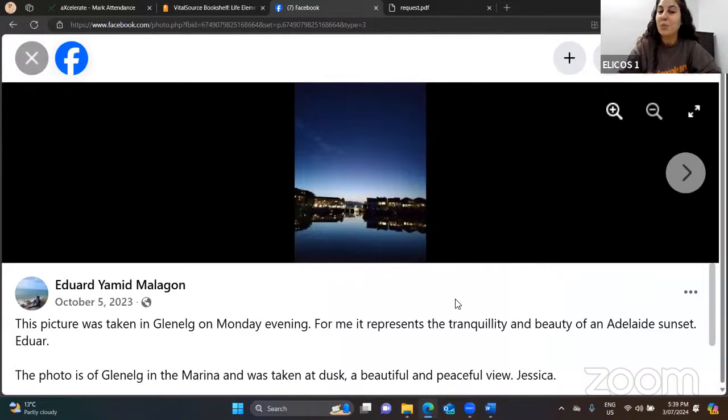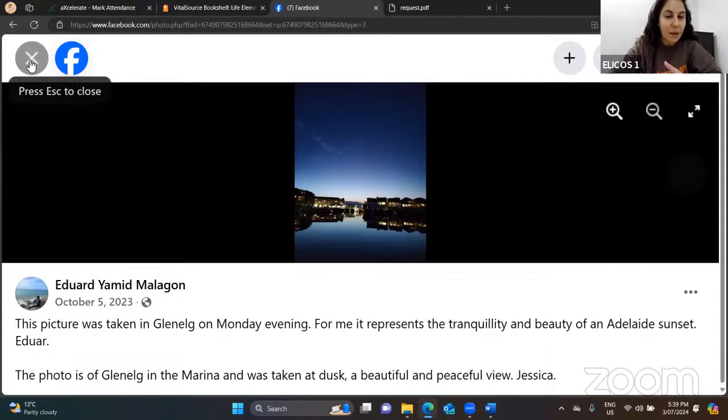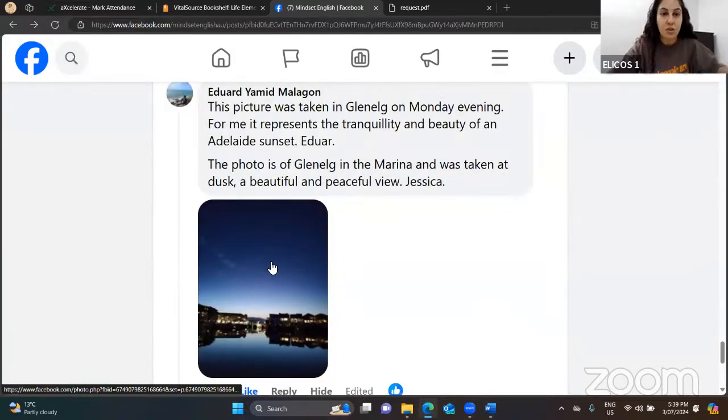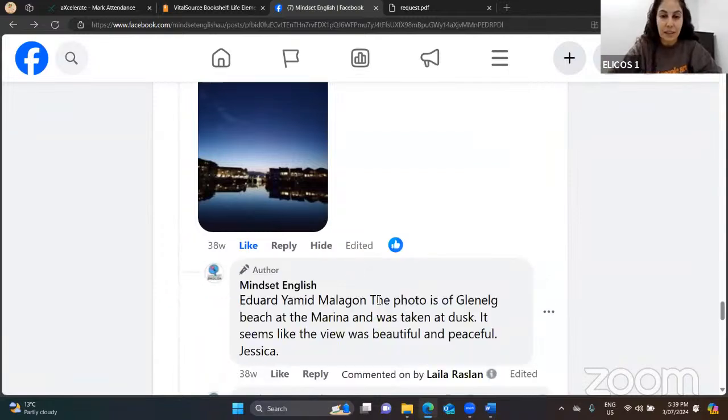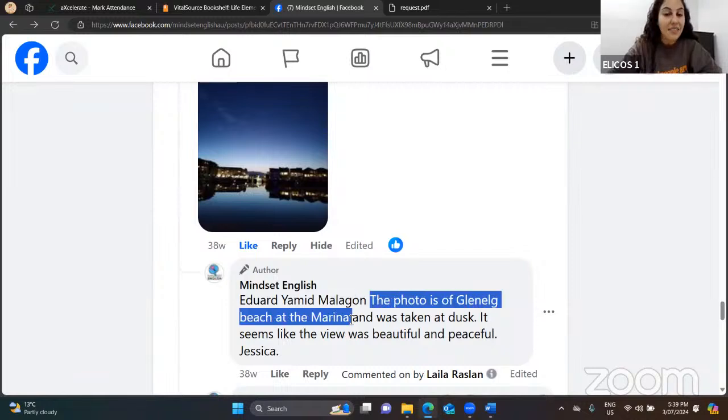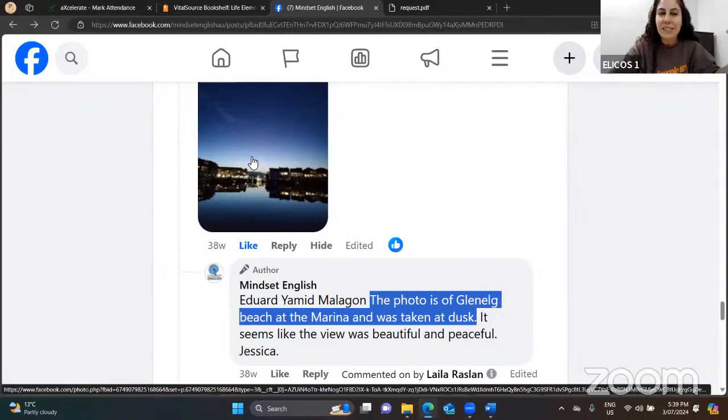Okay, Edward. So Edward shows us this photo. Okay, so remember we're looking at examples, but I want you to listen to the grammar when someone is talking about a picture so that you too can speak about a photo that you are uploading or sharing with family. So Edward said, this photo is of Glenelg Beach at the marina and was taken at dusk. So dusk is the time of day just before it gets dark. Can you see how it's still a little bit light? Yeah. That's called dusk. So just before it gets very, very dark.